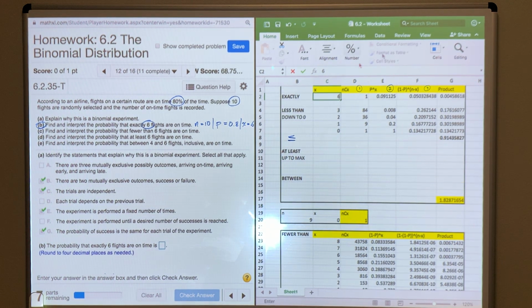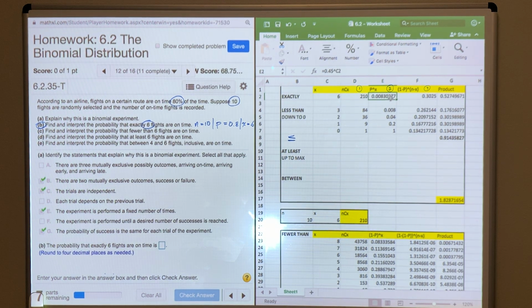I'm going over to my spreadsheet over here. You can do this by hand. You don't need a spreadsheet necessarily, okay? nCx: n is 10, and my x is 6. So nCx for me is 210. All right?